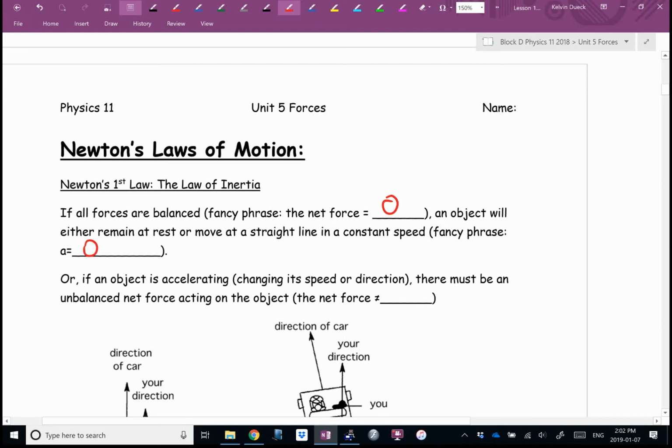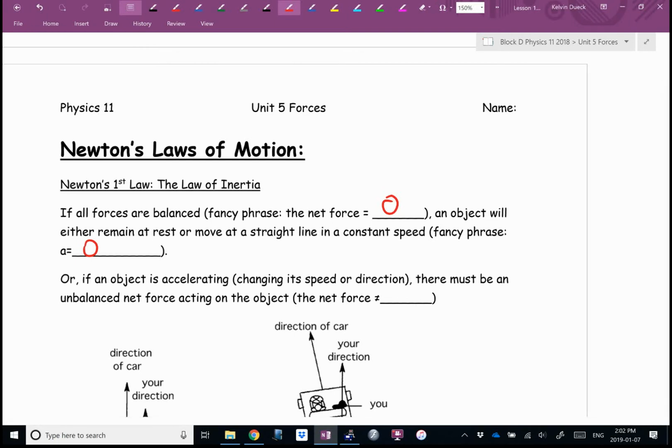Because if you're not accelerating, if you are already moving, you're going to keep moving in a straight line at a steady speed. If you weren't moving, you're not moving. So if the net force is 0, what's the acceleration? 0. But this is a very powerful statement because it also works backwards.